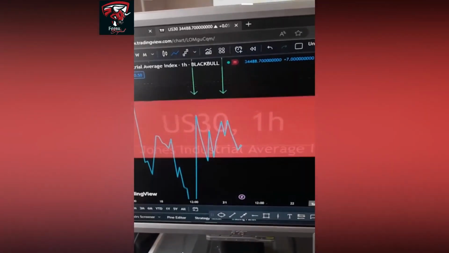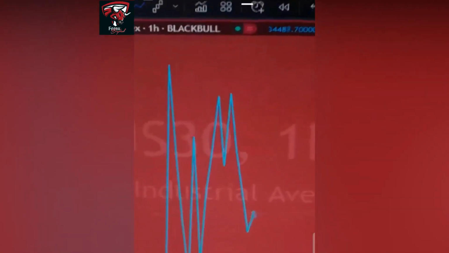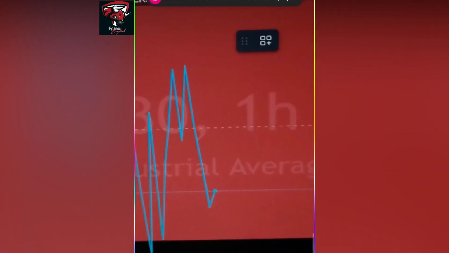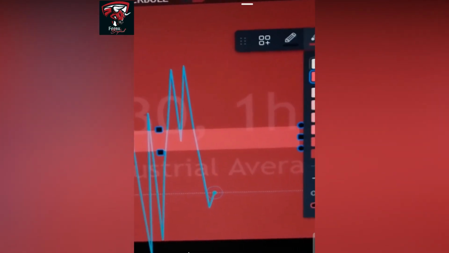We can see that neckline I always talk about, guys. This is an M formation. Look at the 1 hour. This is an M formation. This is clear that here is a zone. There's a zone right here. Let me make it white if it's possible, if it's going to be clear.